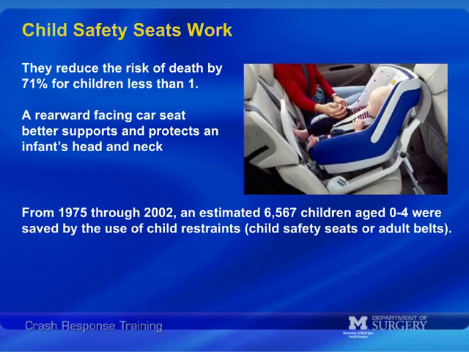Now, it's important to keep in mind that child safety seats work if they're used properly. They can reduce the risk of injury by 71% for children less than 1. Now, for these small children, a rearward-facing seat better supports and protects an infant's head and neck. You can imagine that in the event of a crash, instead of the head going forward and it just being held back by the neck, when the child is rear-facing, what happens is the whole seat back can protect the entire head, neck, and back as a unit so that there's no tension pulling those structures apart.